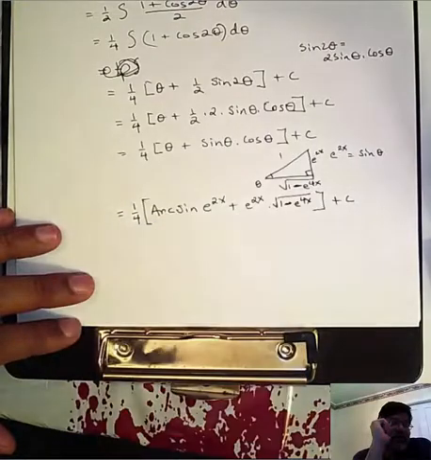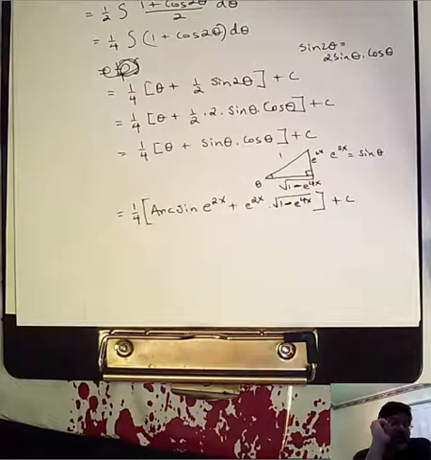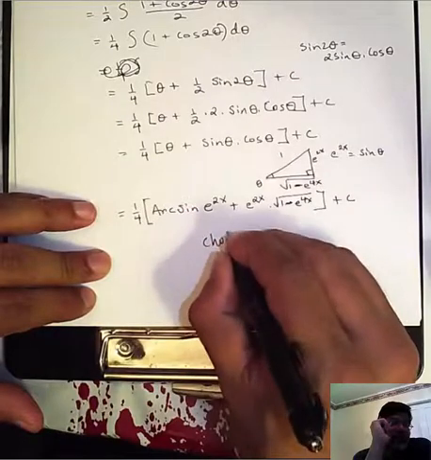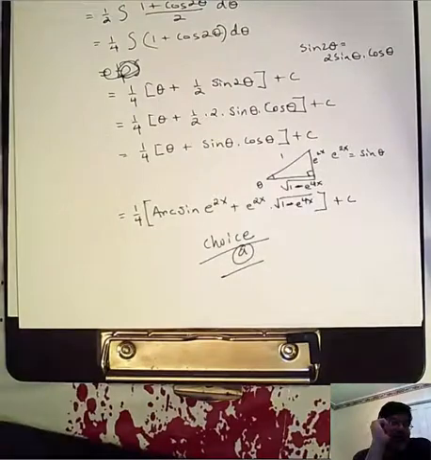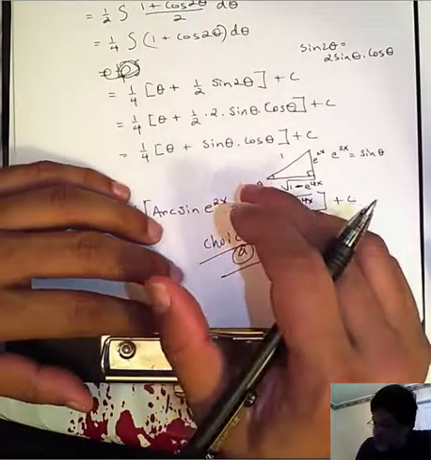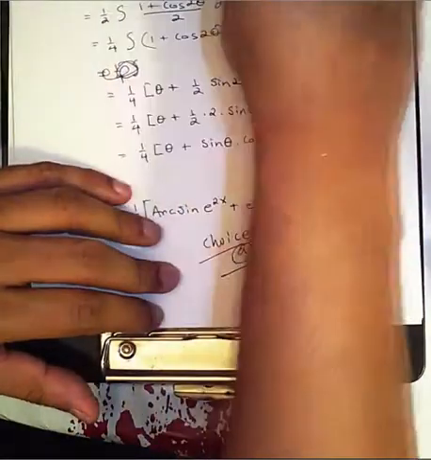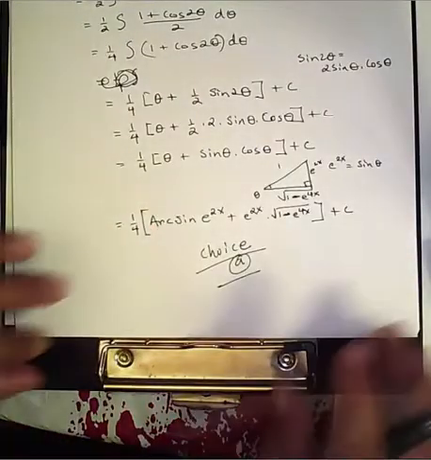Okay, so what is that choice? A, B, C, D, or E? Let me see. It's A, right? All right. So, question. I'm sure I'll get questions later. Okay. All right. Let's go on to the next one.